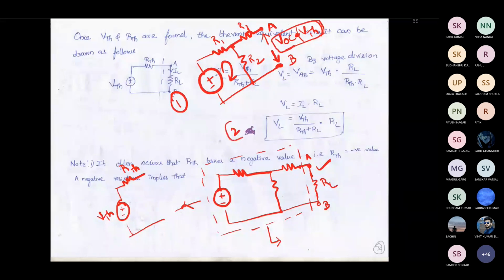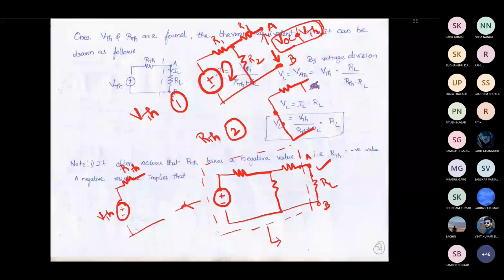And the second part: first we have to find VTH, and second we have to find RTH. RTH means R Thevenin. It is almost similar to the equivalent resistance. Here we have to replace all the sources available in the circuit with their internal resistance. We have a voltage source, so we replace it with a short circuit. Then we have the rest of the circuit like this.